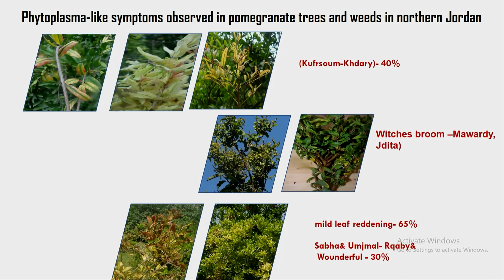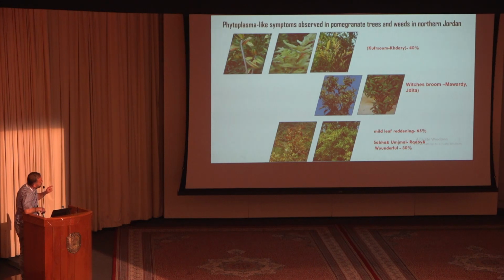With the pomegranate, we also reported several kinds of symptoms or phytoplasma-like symptoms, including little leaf, discoloration, yellowing, reddening, and witch's broom. The majority of the symptoms were observed everywhere, except the witch's broom, which was associated with one cultivar in a certain area. This is a very traditional cultivar.